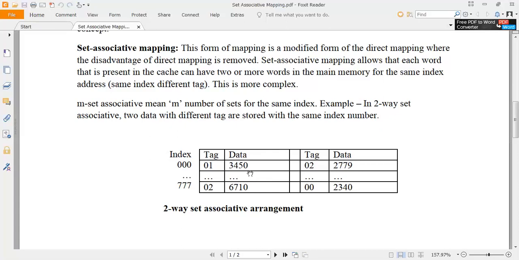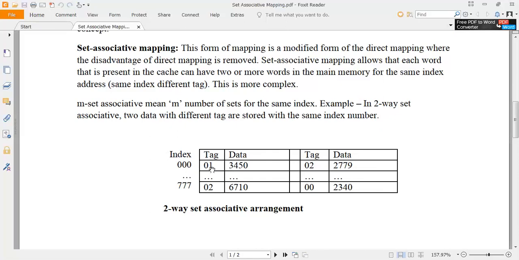Here the performance gets very high because there are fewer misses. If the CPU wants to access index 000 with tag 01, it will get 3450. Again, if the CPU wants to access index 000 with tag 02, it will get 2779. That means the number of misses is reduced, so the hit ratio gets high and the performance becomes high. But now the question arises, what is the size of this?